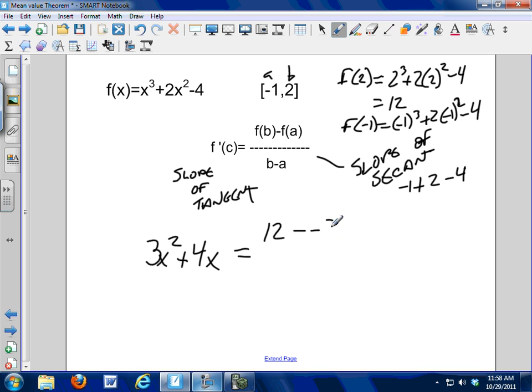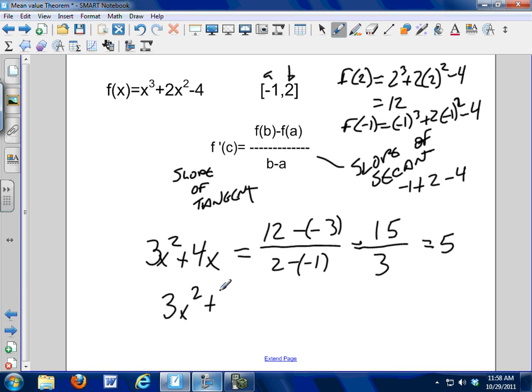So 12 minus negative 3 over b minus a, which is 2 minus negative 1. Top: 12 minus negative 3 is 15. And 2 minus negative 1 is 3. So this whole thing turns out to be 5. So then we're left with, when is 3x squared plus 4x equal to 5?